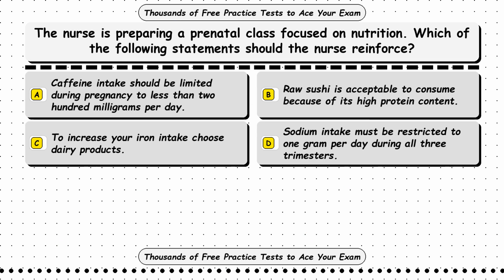Question 12. The nurse is preparing a prenatal class focused on nutrition. Which of the following statements should the nurse reinforce? Option A, caffeine intake should be limited during pregnancy to less than 200 mg per day. Option B, raw sushi is acceptable to consume because of its high protein content. Option C, to increase your iron intake, choose dairy products. Option D, sodium intake must be restricted to 1 gram per day during all 3 trimesters.